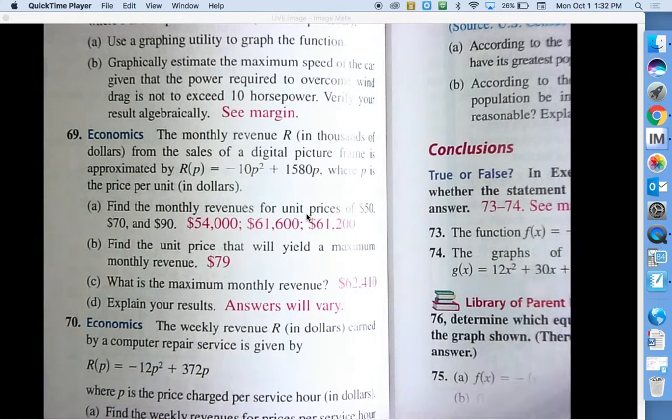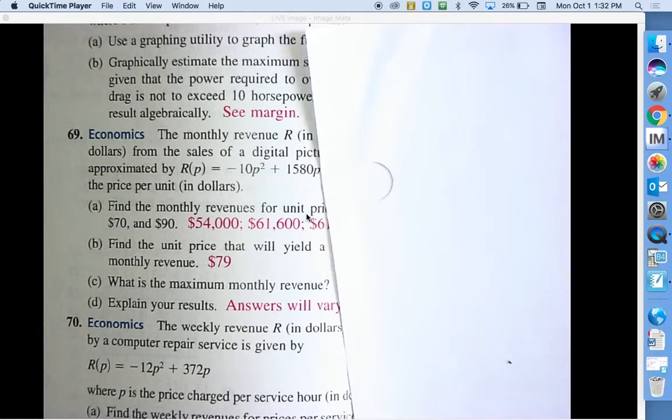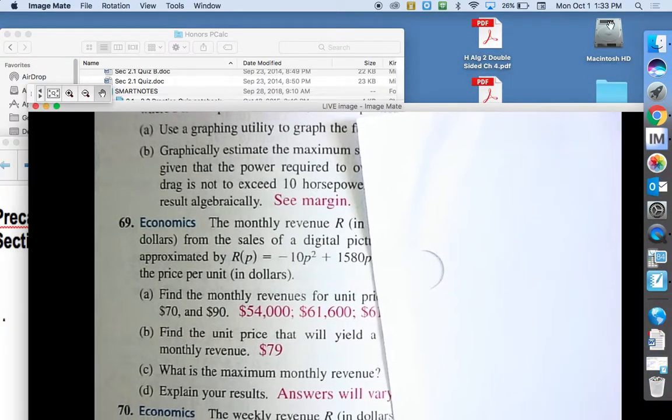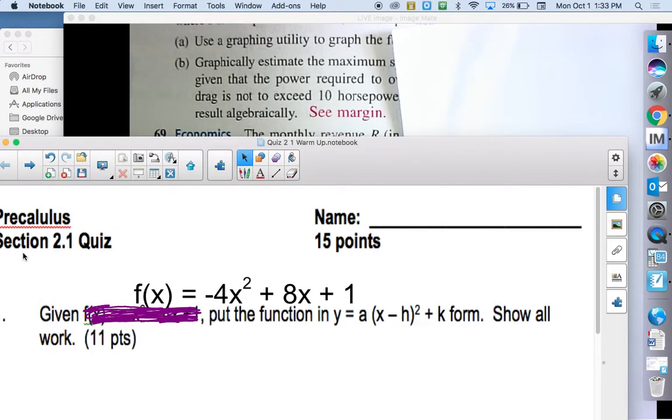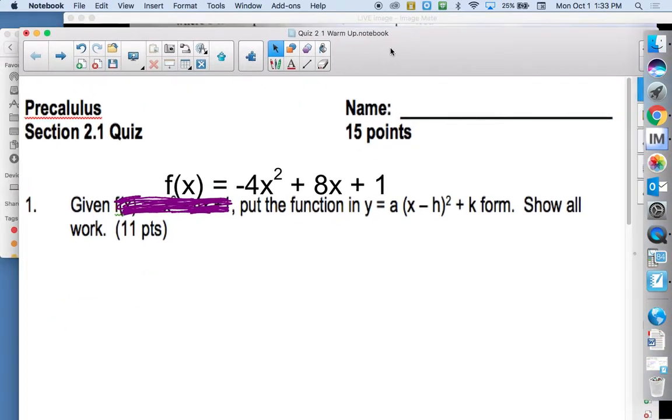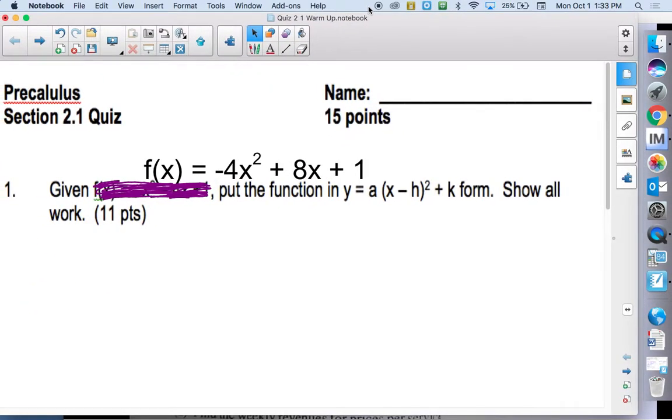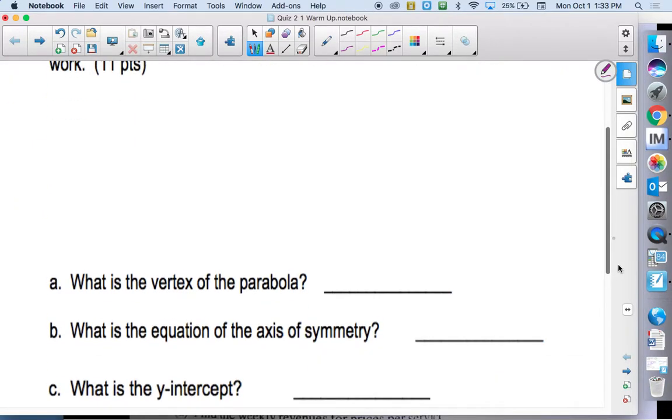Okay, so I would like to just kind of walk us through just a little review here. We're going to work on a couple of application problems today as well. And the applications we work on today, you can either complete the square or use negative b over 2a because it works for both. Completing the square works as well. So given the function, negative 4x squared plus 8x plus 1, mine was wrong, so I had to cross it off, had an error there. Place it in the form y equals a times x minus h quantity squared plus k form. Show all work.